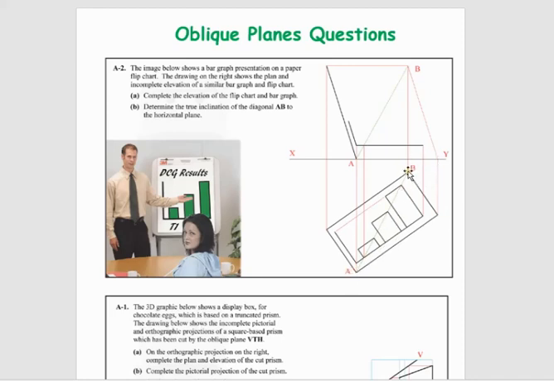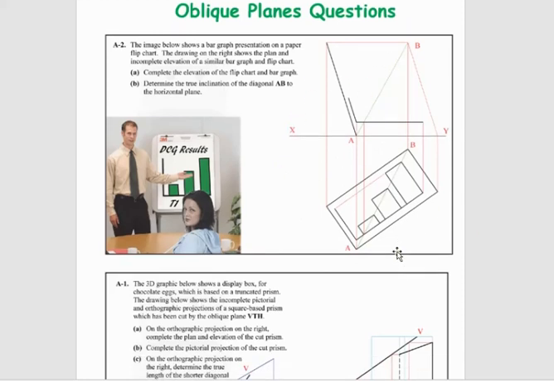put your compass on point B and rotate A around until a horizontal position here, and then bring this up here, and then you can find your true inclination. And it's just using a rebatment method where we're taking this line, swinging it around till we get it horizontally, and then bringing up to elevation, and then we can see the true inclination it makes to the horizontal plane.